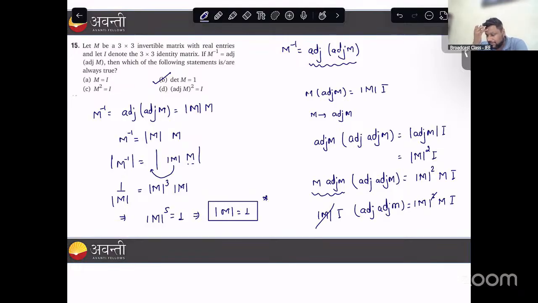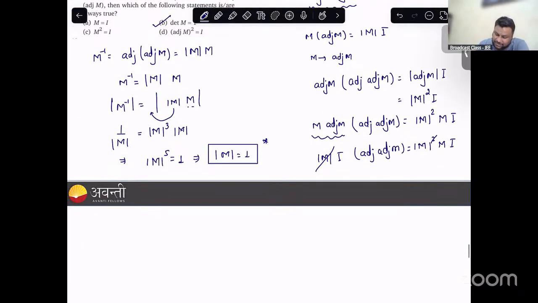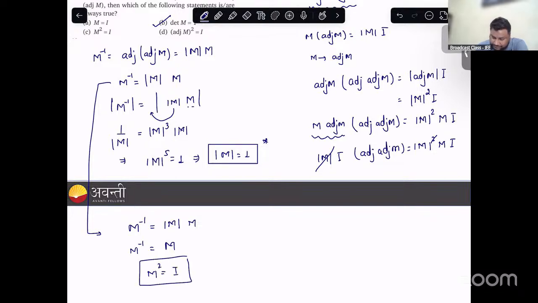Determinant of M is 1. So that means from this equation, what you can say, M inverse is equal to determinant of M into M. That means M inverse is equal to M. That means M square is identity matrix. Second condition.